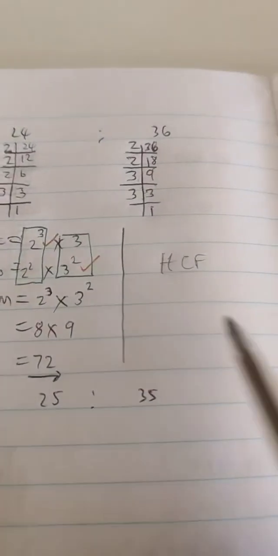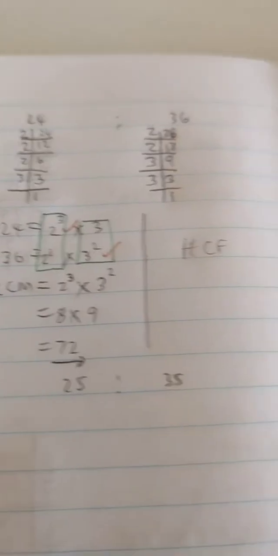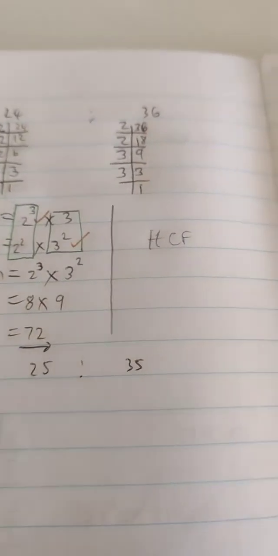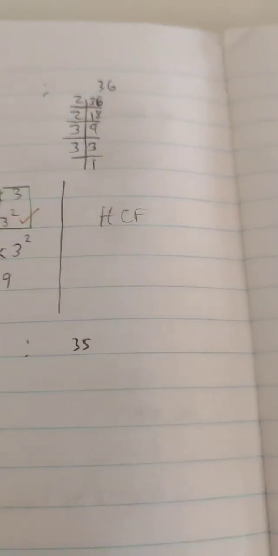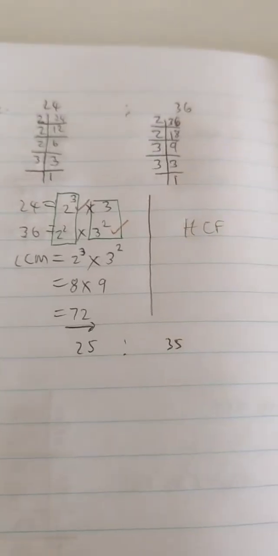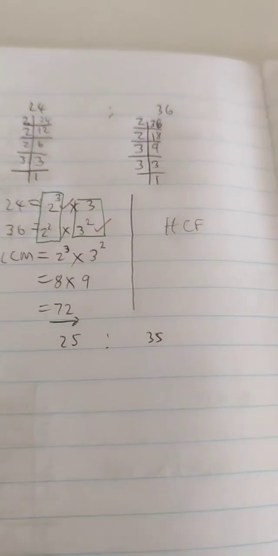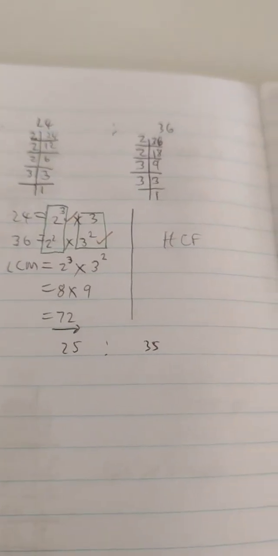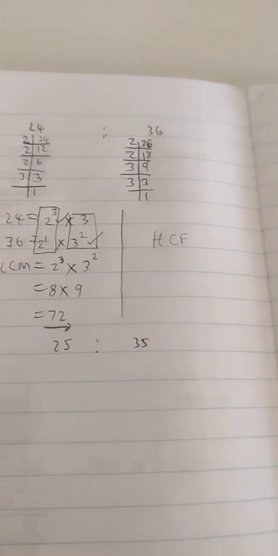Now let's go and take our HCF. What is highest common factor, guys? For highest common factor, we choose only the common base, but with the what exponent? With the lowest exponent, guys. We choose the common base with the lowest exponent for HCF.